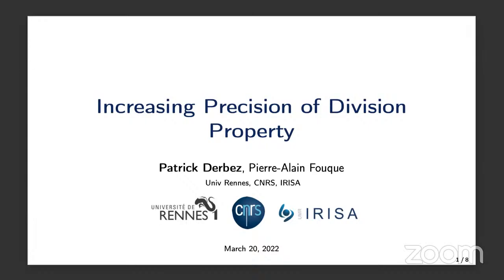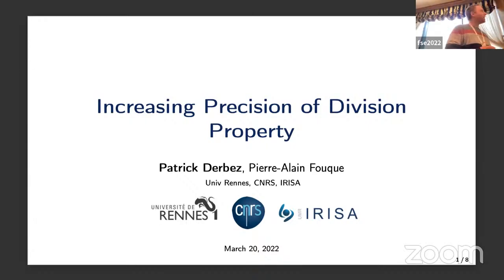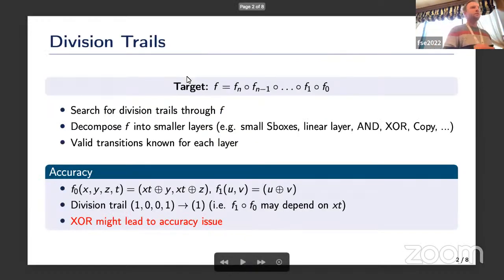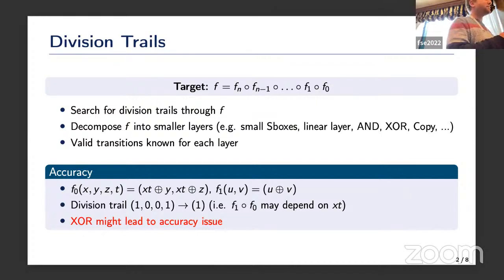Okay, thank you for the introduction. So I will not introduce what division property is, but somehow it's a tool to track the biggest monomials of iterated functions. So basically, to search for division property related properties, we look for division trails through iterated functions.